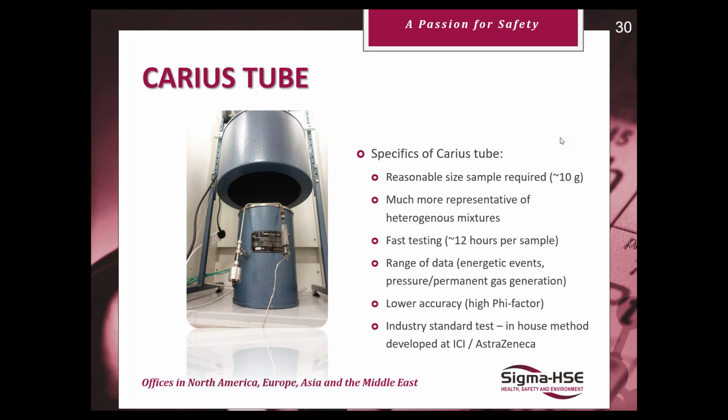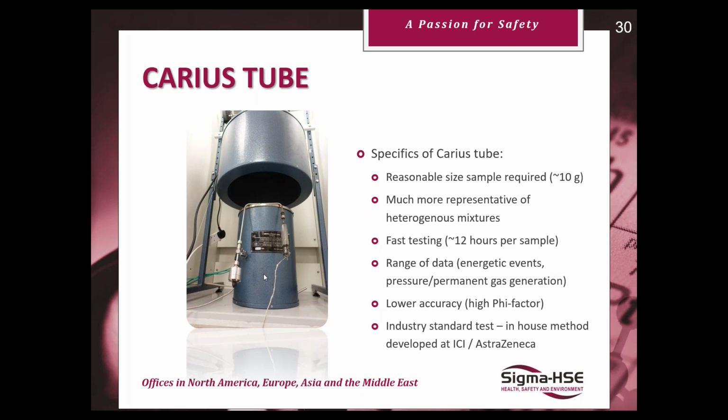The main condition of the amount of sample needed for the Carius tube is that we cover the thermocouple at the bottom of the vessel to know that we're measuring the sample temperature. So using this greater sample size is much more representative of heterogeneous mixtures. Relatively fast testing, so it can take about 12 hours to run a sample. It's good at indicating energetic events in terms of exotherms and endotherms. So similar to the DSC, decomposition, exothermic decompositions, but also melting points, things like that will pick up.